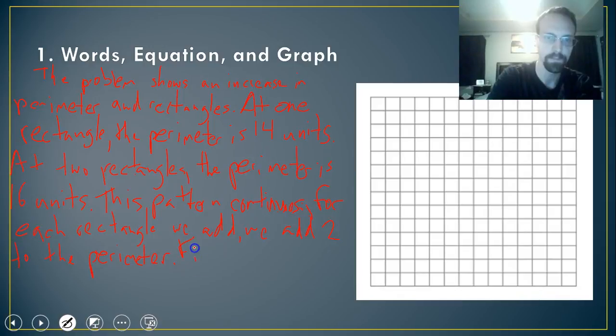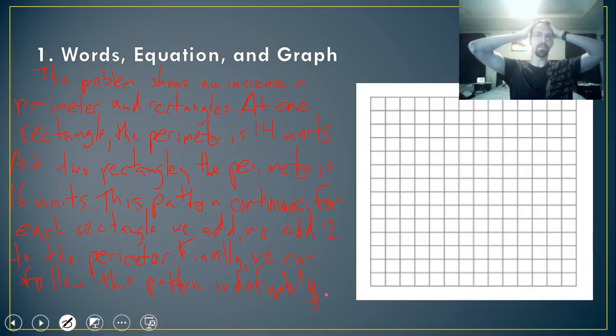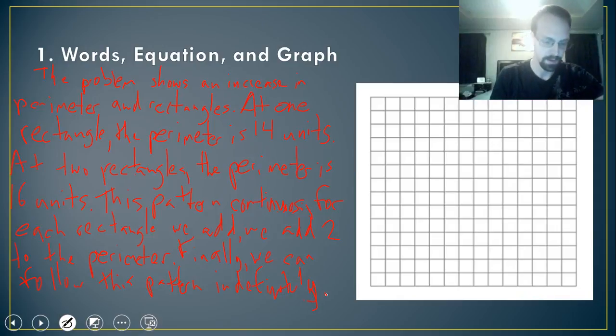Finally, we can follow this pattern indefinitely. That means forever. All right. So if you need to finish writing that, go ahead and pause the video now. That way we can get it all down, and then I'll give you a second to jump in, and then the next thing we'll do is equation. So let's go ahead and do that. So pause it if you need to.